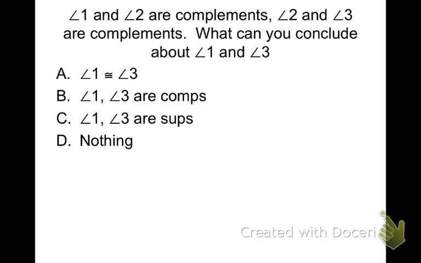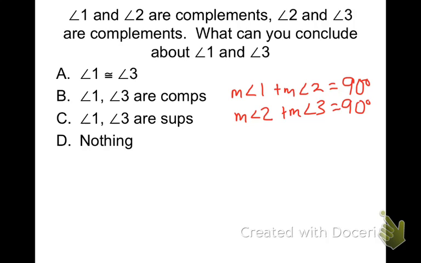If angle 1 and angle 2 are complements, and angle 2 and angle 3 are complements, what do we conclude about angles 1 and 3? Well, the answer might be obvious, but knowing that the measurement of angle 1 plus the measurement of angle 2 is 90 degrees, that's the definition of complements. We know that the measurement of angle 2 plus the measurement of angle 3 is also 90 degrees, because those are complements.